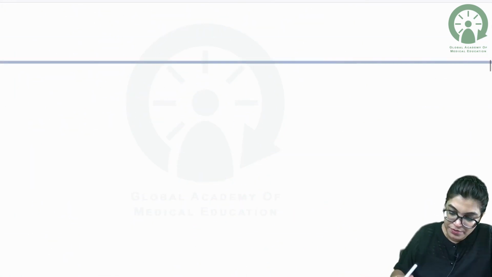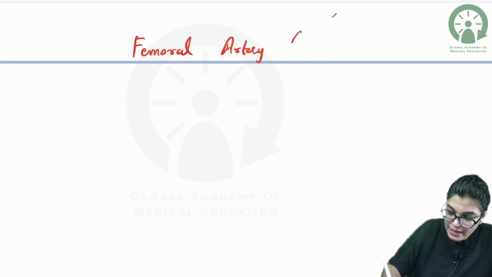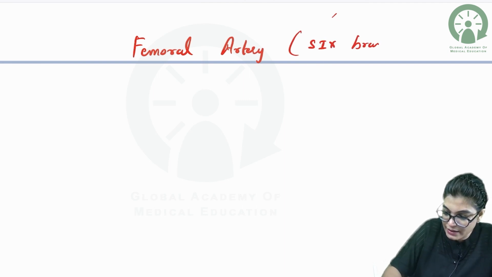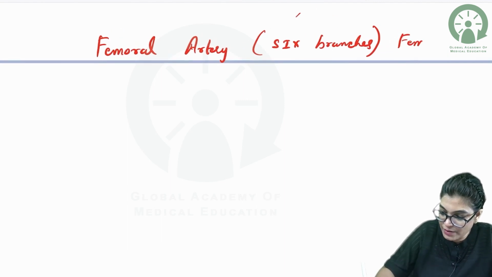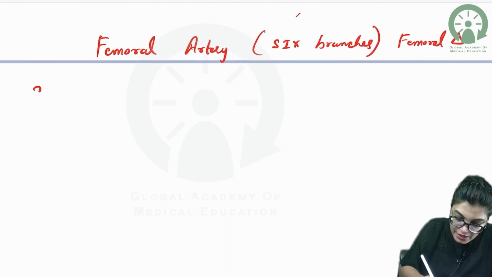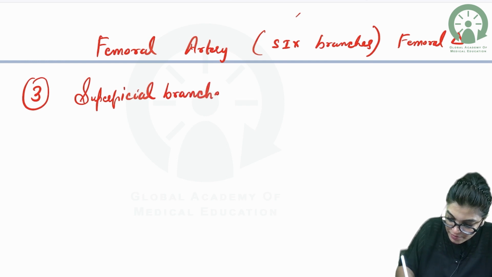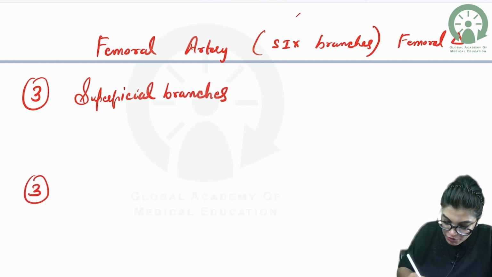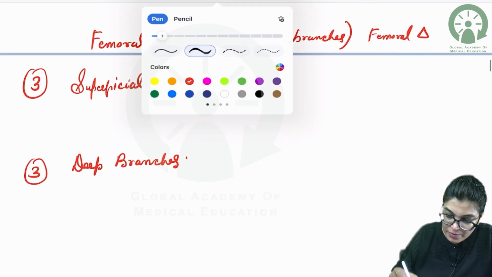We have just written that femoral artery has 6 branches as the content in femoral triangle. Now the names of the 3 superficial branches, and we will write the names of the 3 deep branches. So please write down.